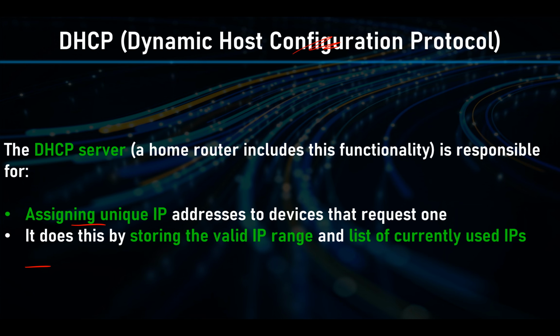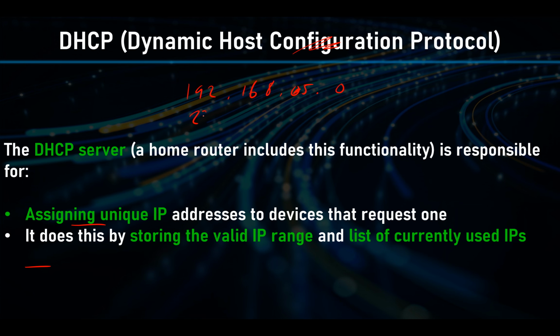Then it's going to assign an IP from the range that's not currently being used. So hopefully that makes sense. Let's say we have the network 192.168.5.0.